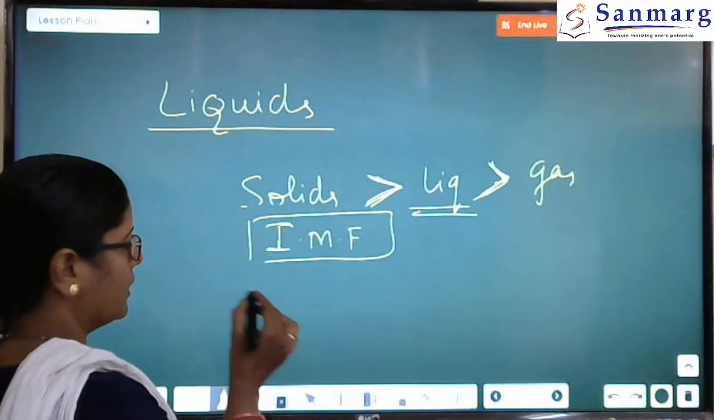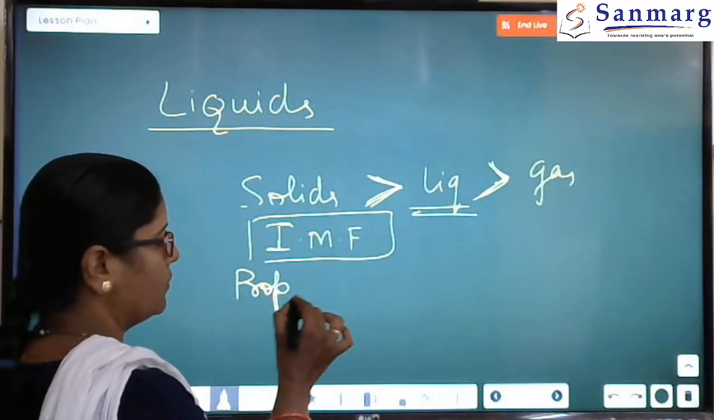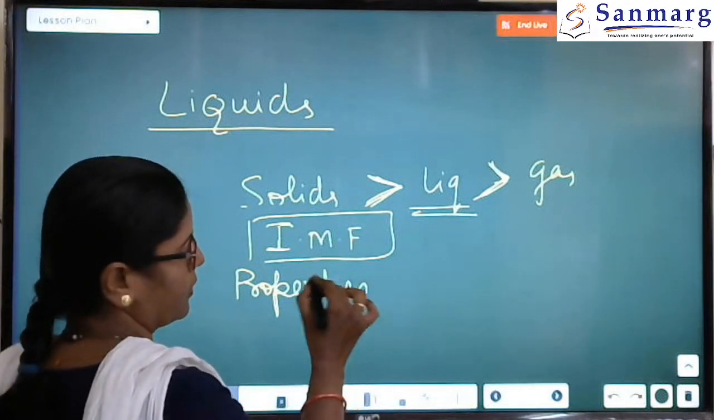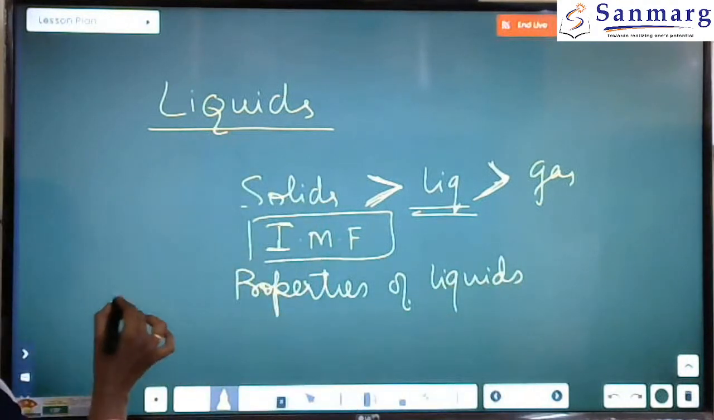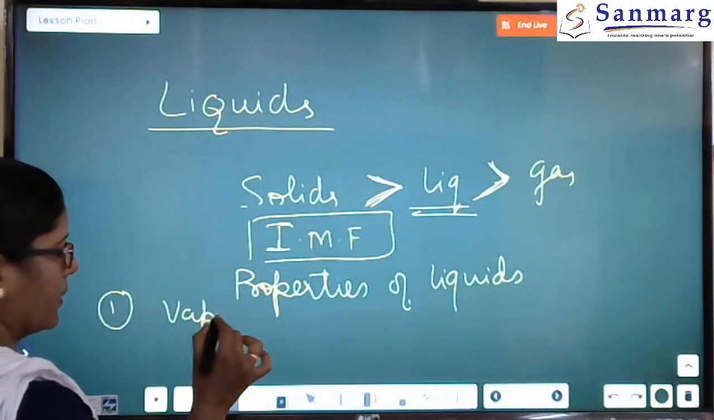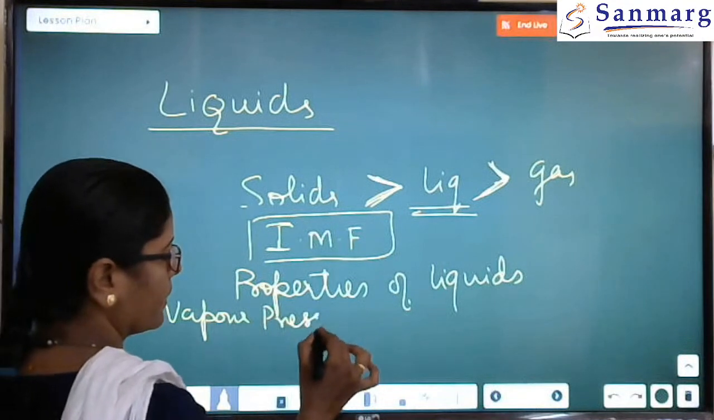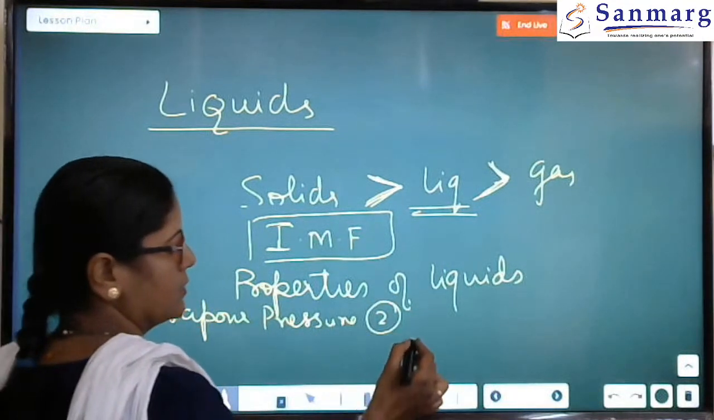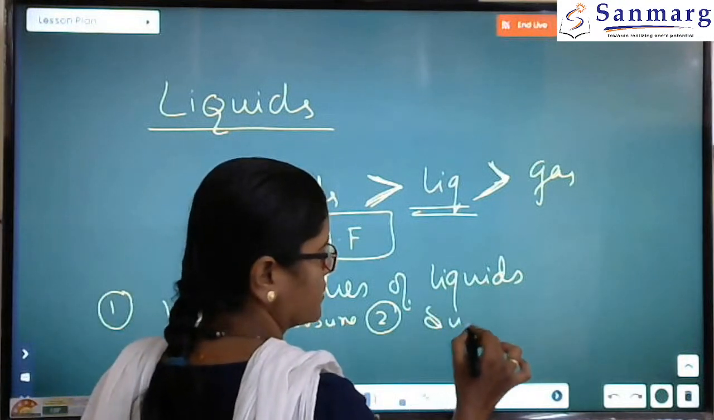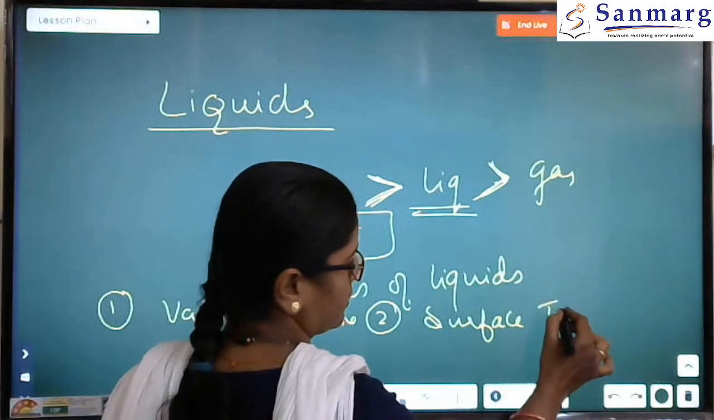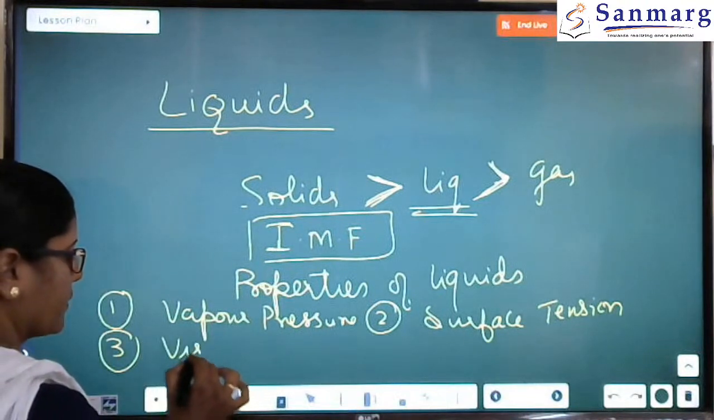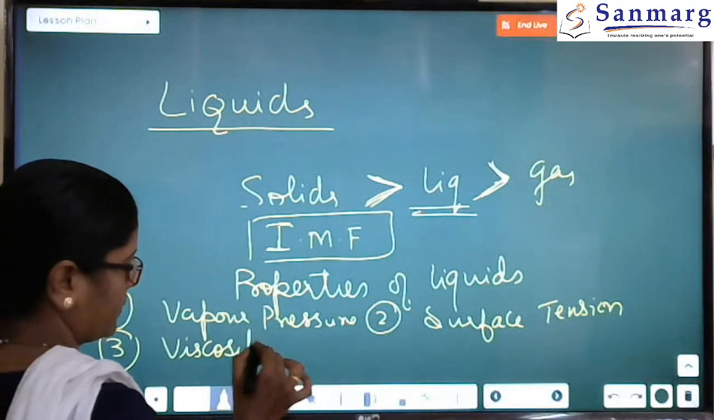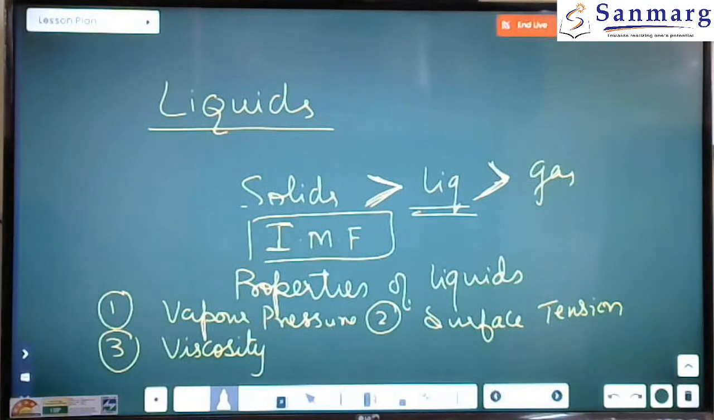Then liquids have certain properties. Some of the important properties of liquids are, first one, vapor pressure. Second, surface tension. Third one, viscosity. So vapor pressure, surface tension, viscosity: these are some of the properties of liquids.